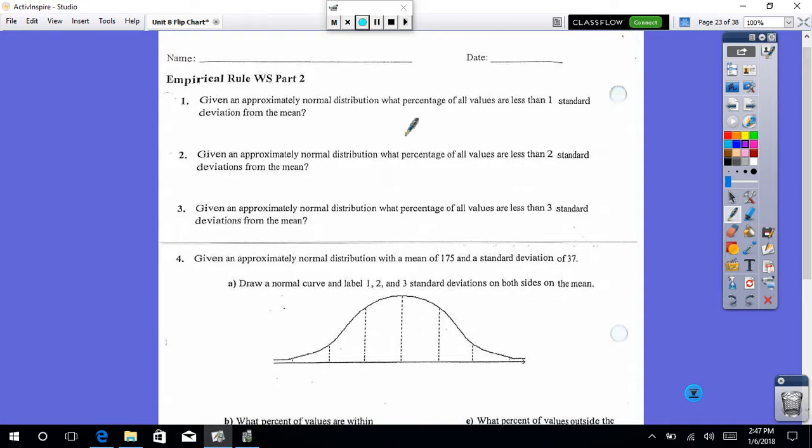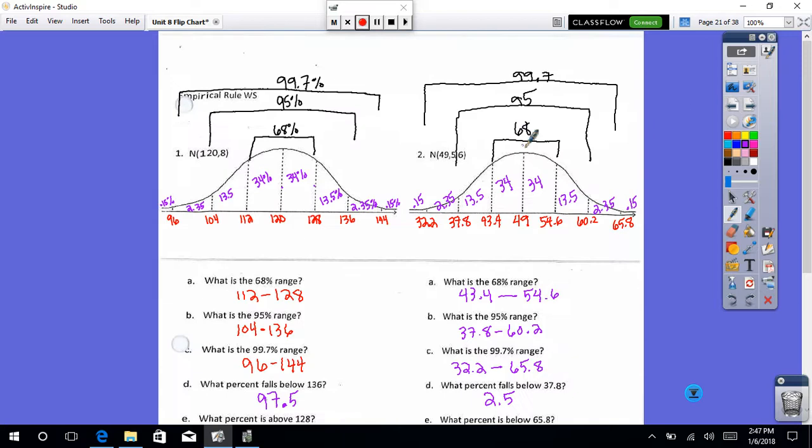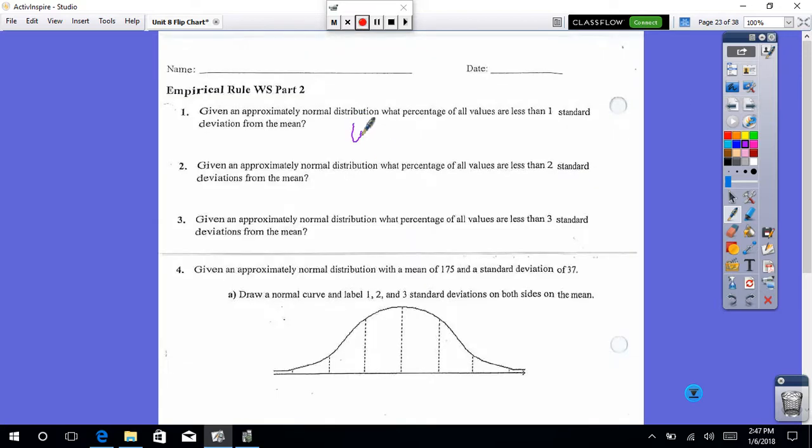Okay, so if I'm thinking about my normal bell curve, if I take one standard deviation step away, so think about our picture right here, I'm talking about 68% of my data. So 68% falls between that one standard deviation. The next is two standard deviations. So if I take two steps, I am talking about 95% of my data.